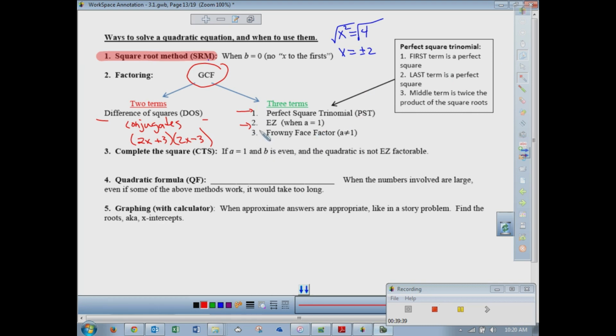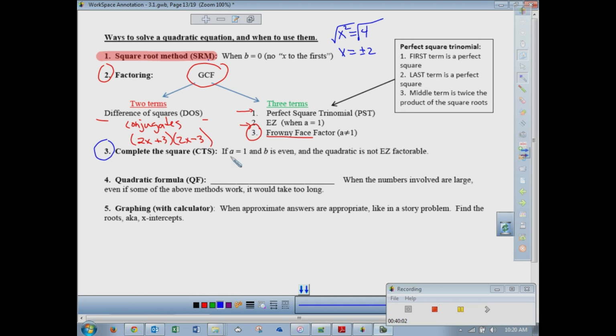And then the last way to factor, the way that sucks the most, it's called frowny face for a reason because it sucks. It's called frowny face factor. At least that's what I call it anyway. If you cannot factor something, that doesn't mean you can't solve it. Not every quadratic equation can be factored. The next thing we would look for is to complete the square. But there's only a certain time when I'd want to complete the square because you can complete the square on anything, but it sucks a lot of times.